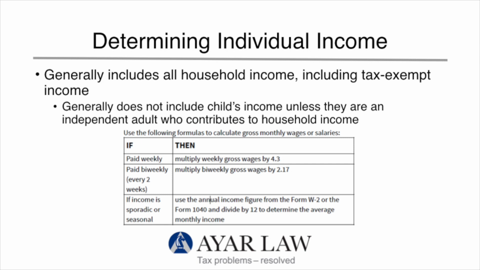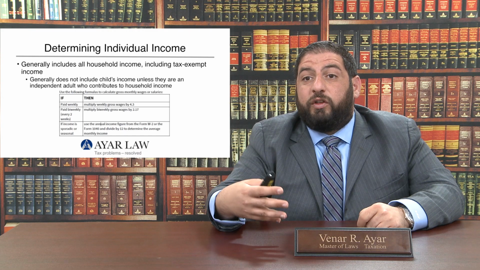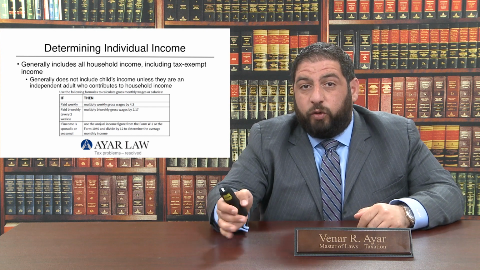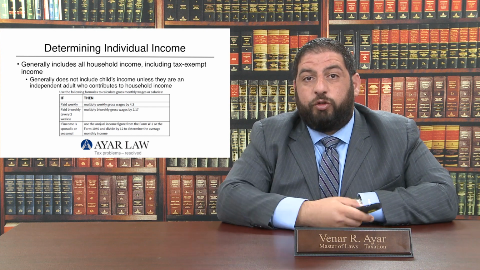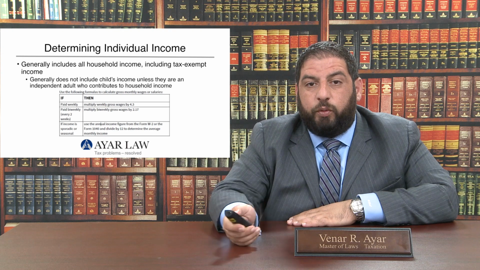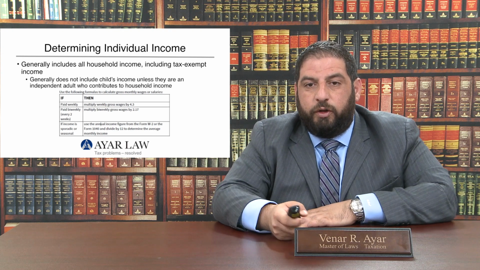Now, if they're paid weekly or bi-weekly, there are certain multiples, 4.3 or 2.17. All the numbers are expressed as monthly numbers, so you have to convert weekly or bi-weekly payment streams into monthly by using the appropriate multiples.